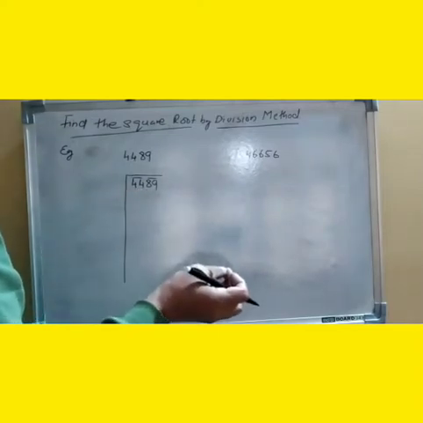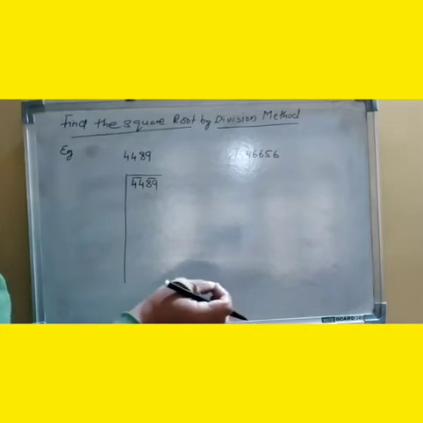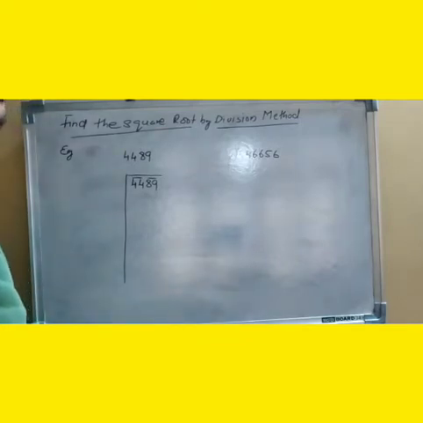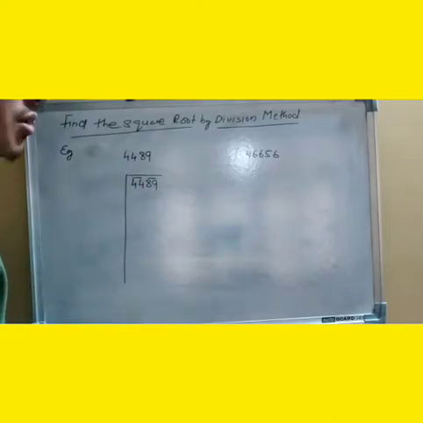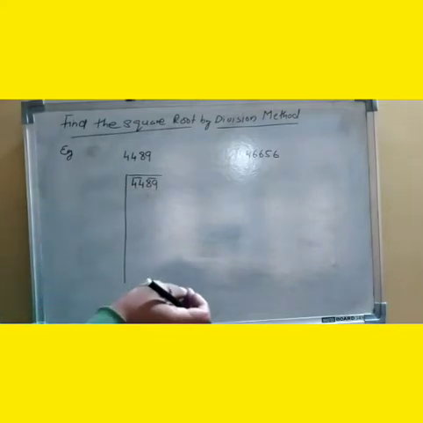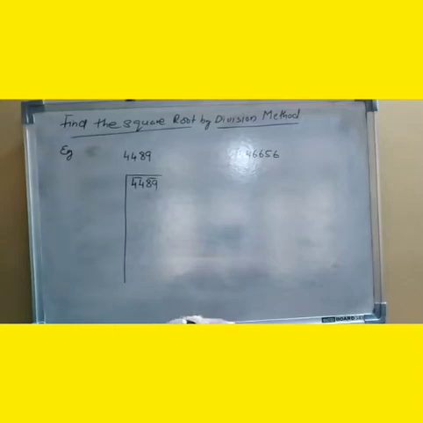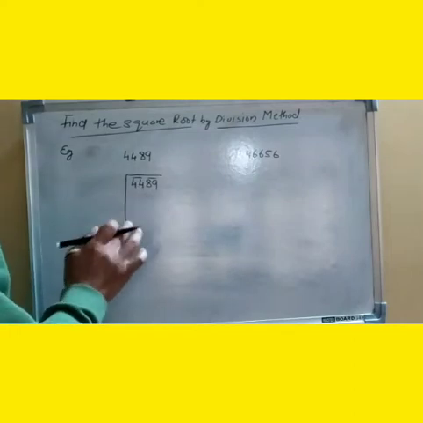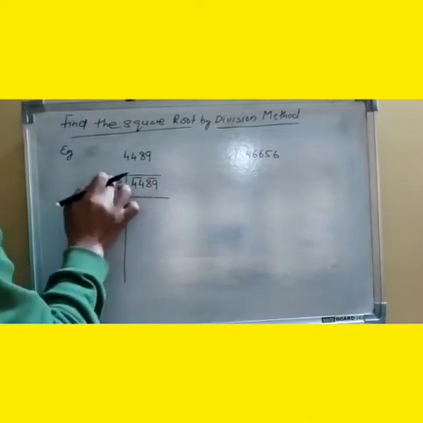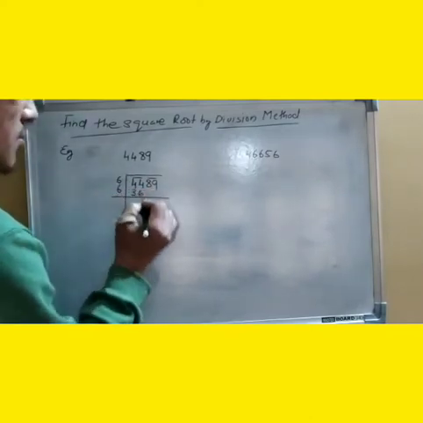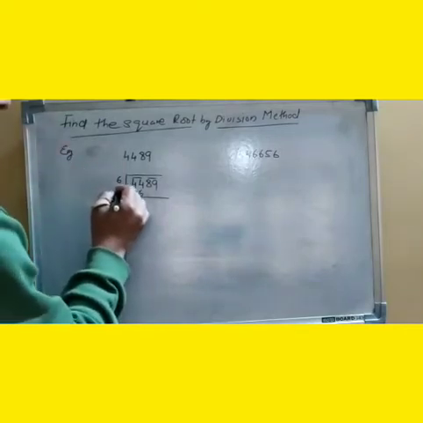We need to find a perfect square. If it's not a perfect square, then we find the perfect square of a number which is smaller than 44. Since 44 is not a perfect square, the next perfect square smaller than 44 is, let's see, 4 fours are 16, 5 fives are 25, 6 sixes are 36, 7 sevens are 49. 49 is bigger than 44, so 6 sixes are 36. So write 36 here.